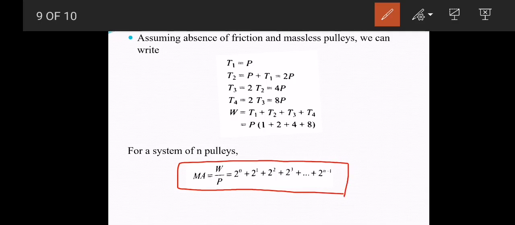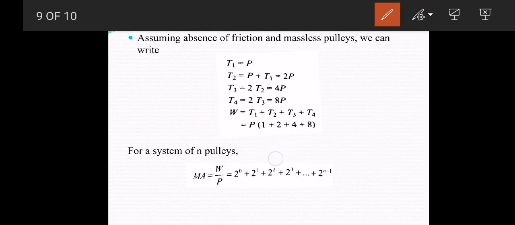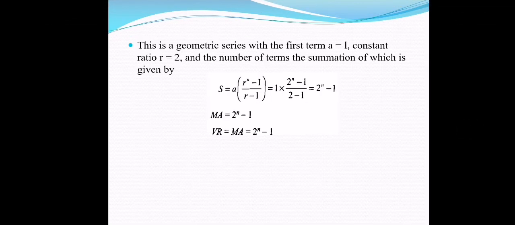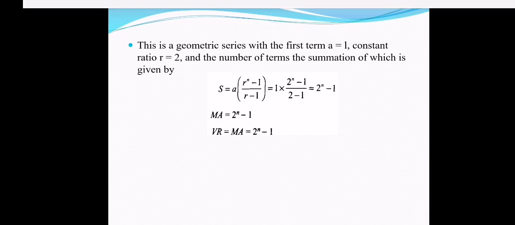Because when we put W here, it is W upon P, the value of W contains P, so P will cancel, and the value will be this. So it is in generalized form. You can say it is a geometrical progression. So the sum of the geometrical progression will be given by the equation for the geometric sum of the geometrical progression.